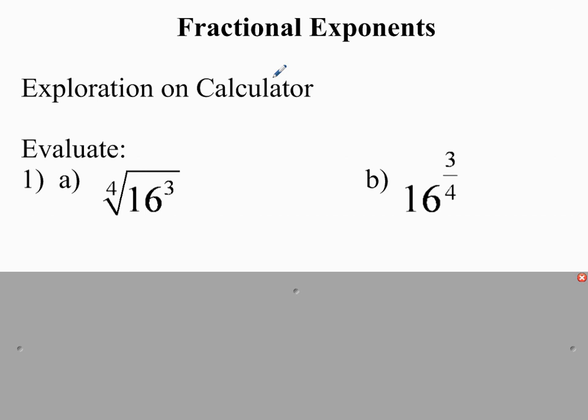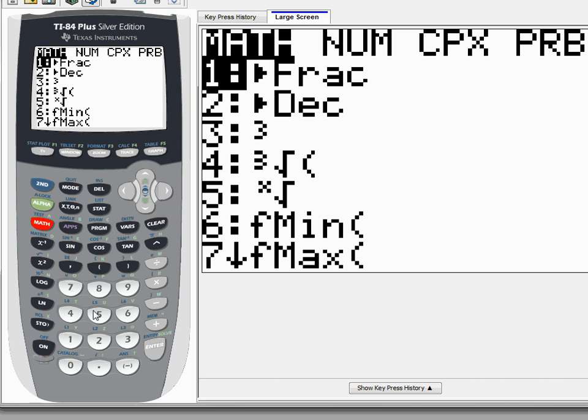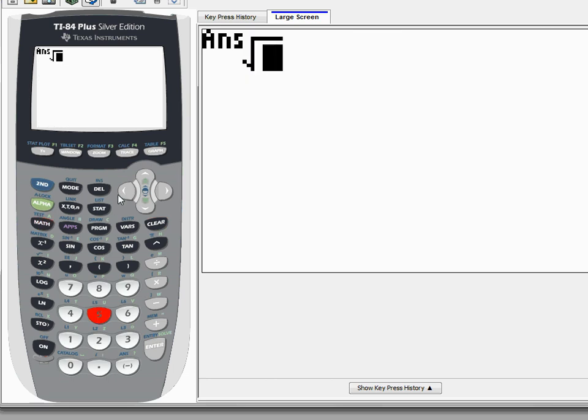Okay, hopefully you wrote down everything that's on the screen and have your calculator ready. If you don't, there's some free online graphing calculators that you can access. On our calculator, we're going to do 16 to the 3/4 as well as the 4th root of 16 cubed. To get that, you're going to go to Math, choose choice 5. You want to cursor over on top of ants, delete it, and type a 4. Under the radical, we're going to do 16 cubed.